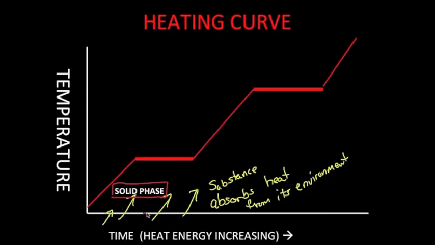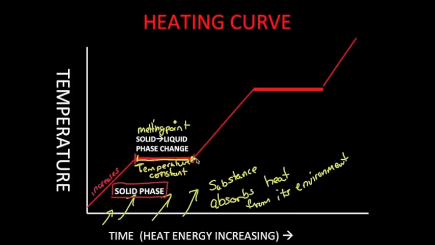As that solid absorbs heat over time, it's going to eventually reach the point where the molecules start to melt. As the molecules are melting, the temperature, you'll notice, remains the same. So the temperature is increasing until it hits the melting point. At the melting point, the temperature remains constant. Once all those solid molecules have converted into liquid, the substance will be in its liquid phase and able to increase its temperature once again.